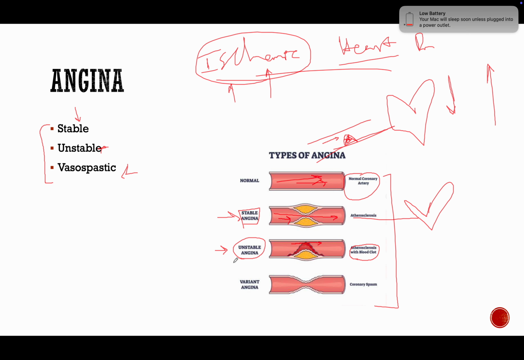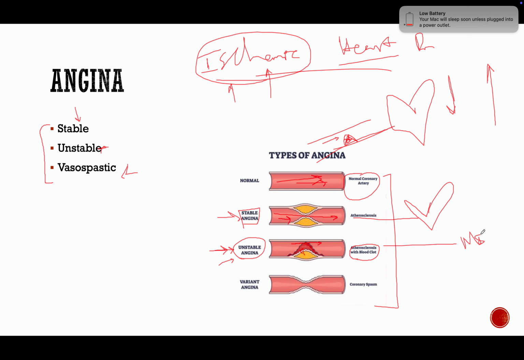But this guy who's having unstable angina, his plaque just ruptured. Okay, this plaque ruptured, the lipids were released, they are thrombogenic, there is a clot formation, and that is limiting the amount of blood which could be supplied to the heart. So this angina is not relieved by rest. When the guy will be on rest after exercise, the pain will still be there because the blood supply to the heart is still blocked. And you should be able to differentiate this unstable angina from myocardial infarction.